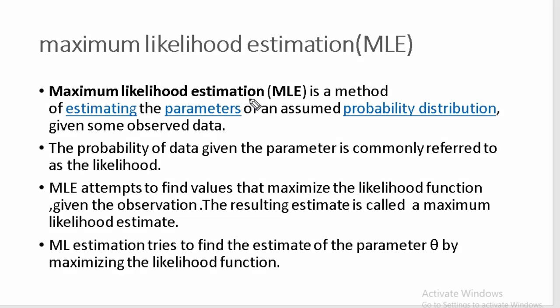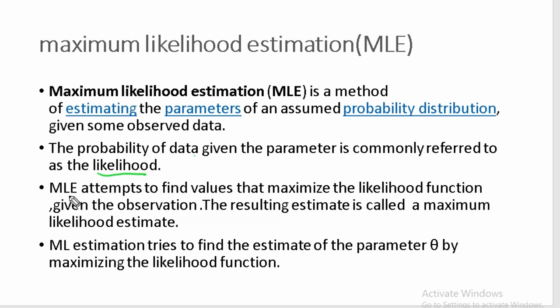Maximum likelihood estimation, MLE, is a method of estimating the parameters. You have already got an understanding of what parameters are. It deals with estimation of the parameters of an assumed probability distribution given some observed data. This I have already told in the introduction part. Now we can say that the probability of a data given the parameter is commonly referred to as likelihood.